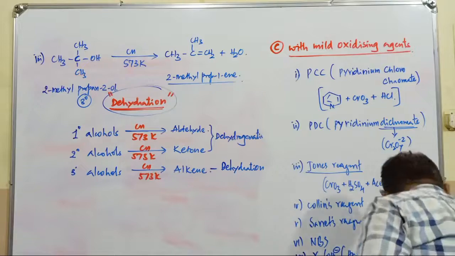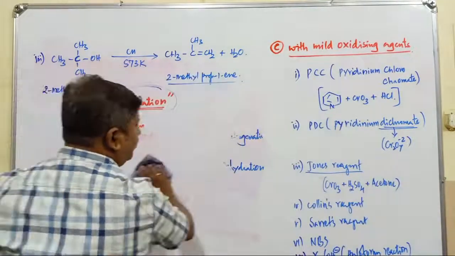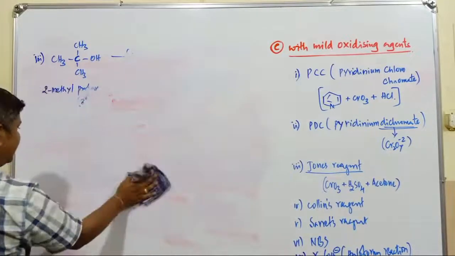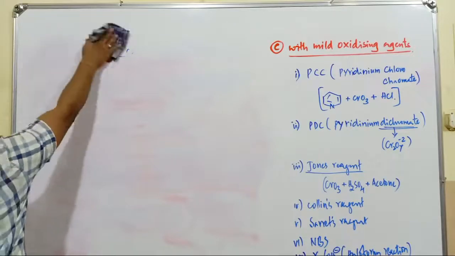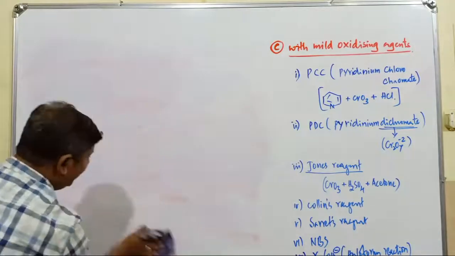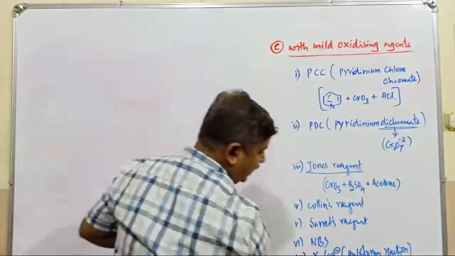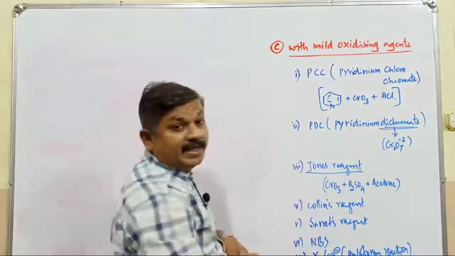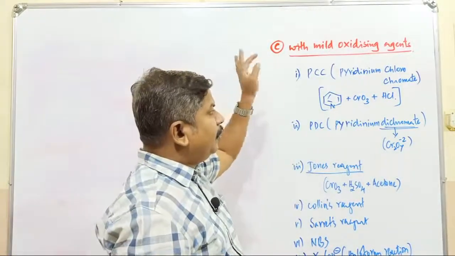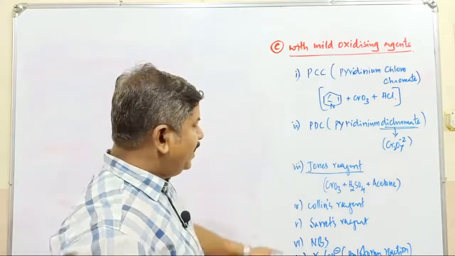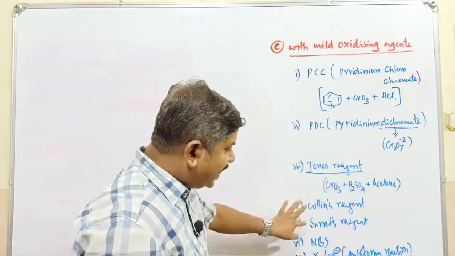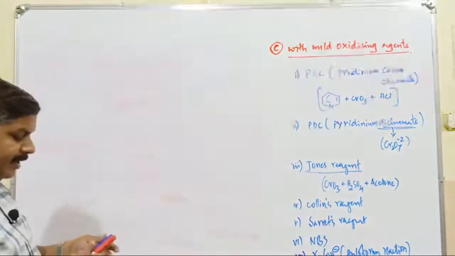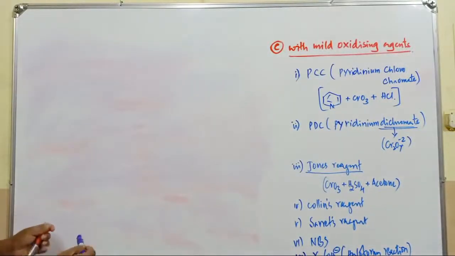Remember, in case of these mild oxidizing agents, what are the reagents that are strong oxidizing agents? Acidified KMnO4, acidified K2Cr2O7, concentrated HNO3 are commonly considered strong oxidizing agents. Mild oxidizing agents mean PCC, pyridinium chlorochromate, PDC, pyridinium dichromate, Jones reagent, Collins reagent, Sarett's reagent, N-bromosuccinimide, and halogen in presence of a basic medium.